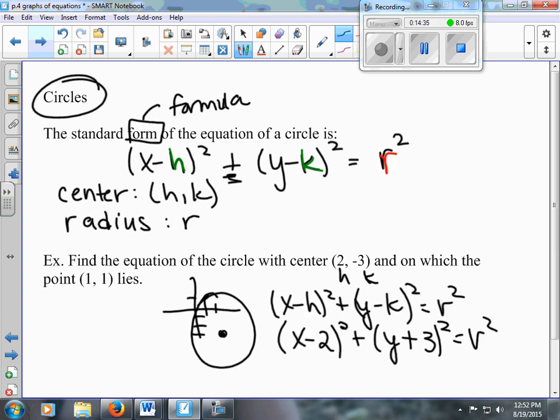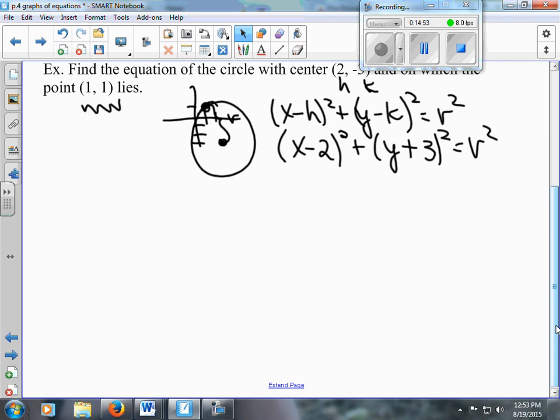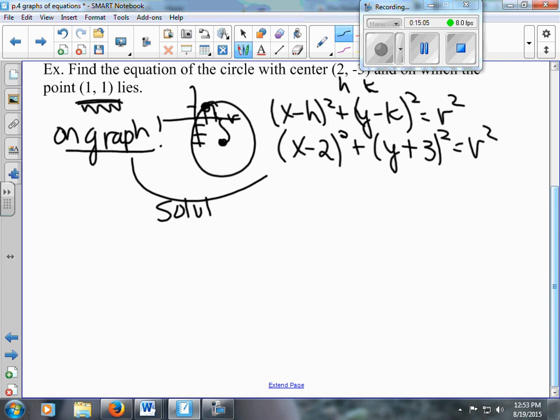And how do I figure out what the radius is? Well, I know another point on the circle. There are a couple of ways you can do this. One is you can just use the distance formula and find out whatever the distance between 1, 1 and 2, negative 3 is. I'm going to do a different way. I know that 1, 1 is on the circle, right? It's on the graph. If a point is on the graph, then that means that it's a solution to the equation. So that means if I plug in, I should get a true statement.